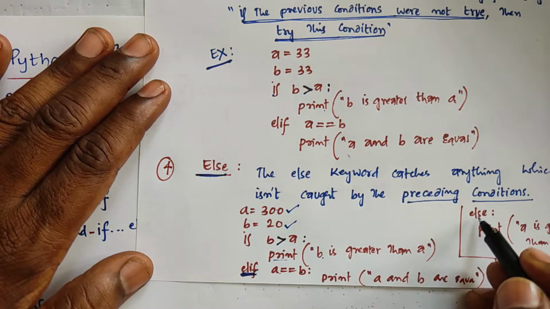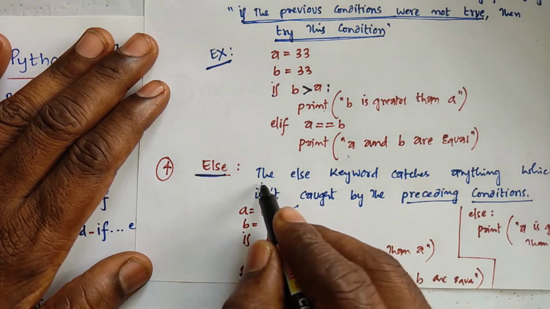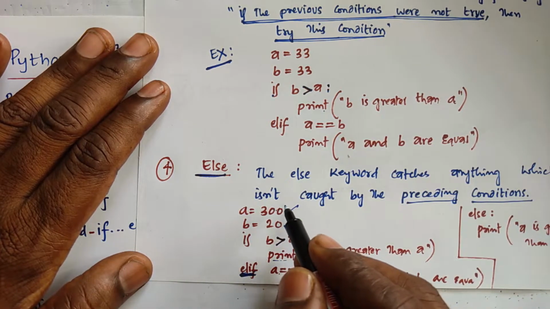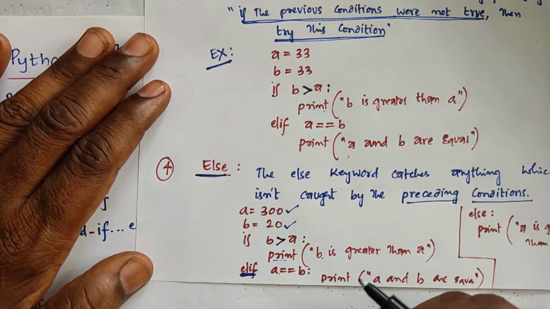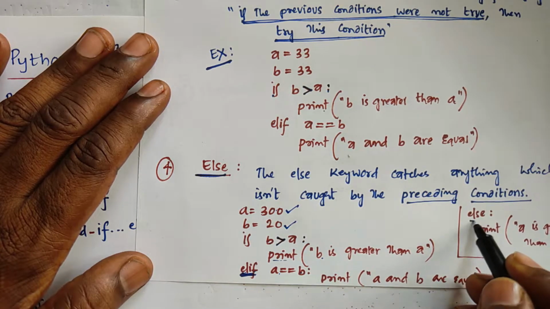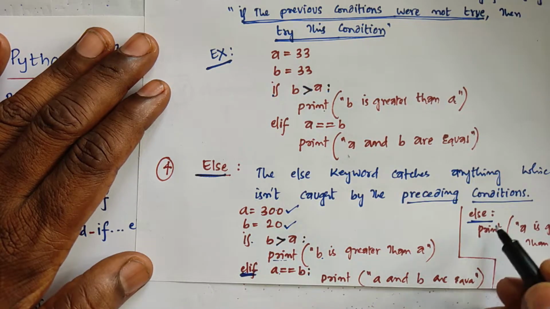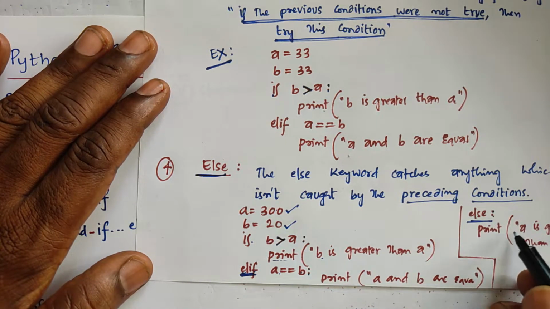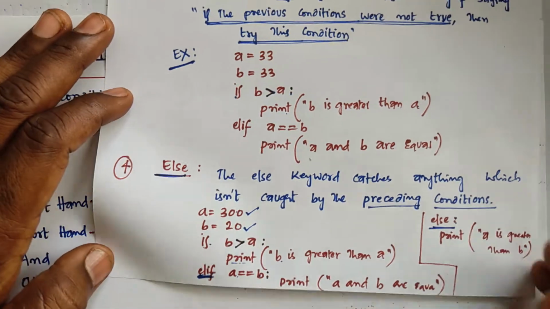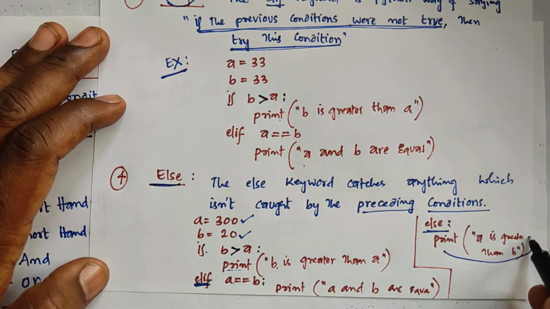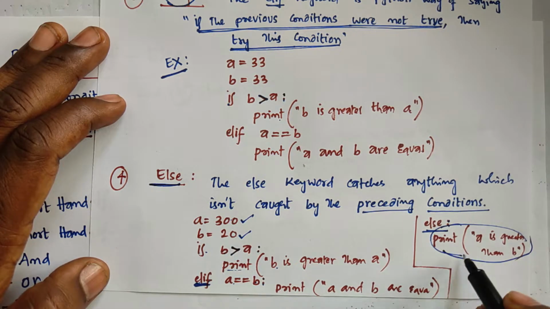Next, the last one. What is the meaning of that? The else keyword catches anything which is not successfully verified. That's why you can take else. So if you take if, else, at the end you have to give the colons. Next, print A is greater than B. That is the actual instruction. After execution of this, you will get this type of result. So this is the example for else.